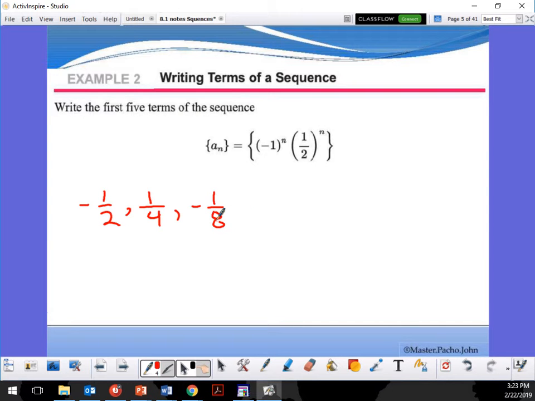All right, let's go with the next one. 4th term. That makes this piece right here positive. And then this is 2 to the 4th, which is 16. Positive 1 over 16. And 5th term. So odd, so it's going to be a negative 1 over 32, since 2 to the 5th is 32. There we go, the first 5 terms of the sequence. Pretty straightforward so far, right?